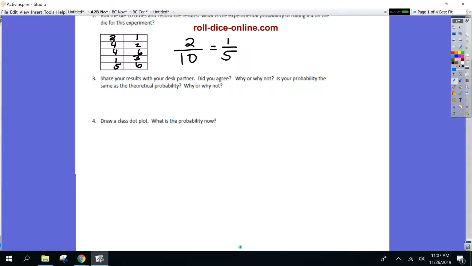All right. So real quickly here, have you seen a dot plot before? Like one of these bad boys. Okay, we're going to set one up as a class right now. So on the bottom, on your x-axis, that's going to be the number of 4s that everybody got. And on the y-axis is going to be how many times it occurred. Frequency.